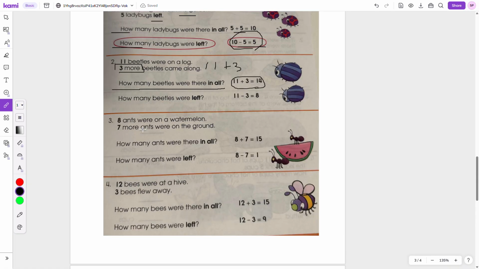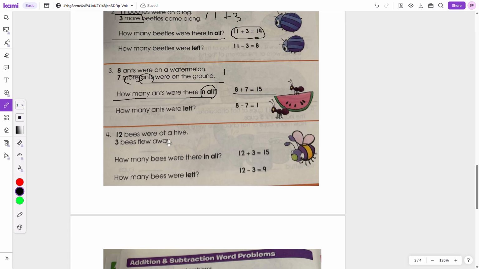Number 3, 8 ants were on the watermelon and 7 more ants were on the ground. So more means we have to add the 2 numbers. So it would be how many ants were there in all, with the 8 plus 7, which is 15.